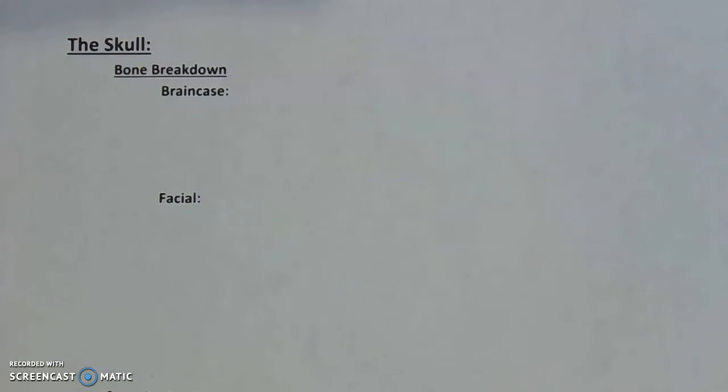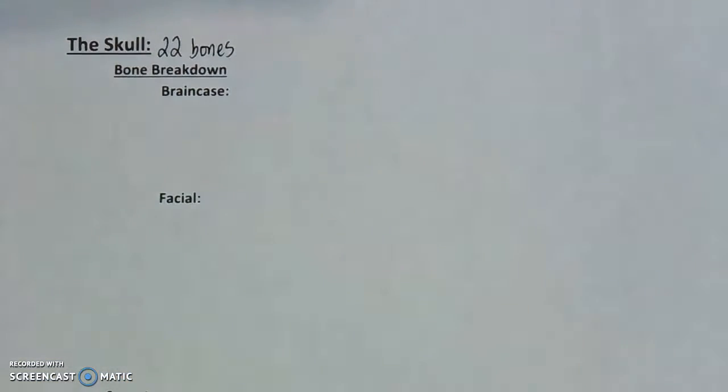So in the next couple of videos, we're going to be looking in very much detail at the bones of the skull and a few of the features on the bones of the skull. There are a lot more features present that we're not going to talk about, but I'm just going to give an overview. So when we look at the skull, there are actually 22 bones that are associated with the skull and the head. So we can divide these into two parts.